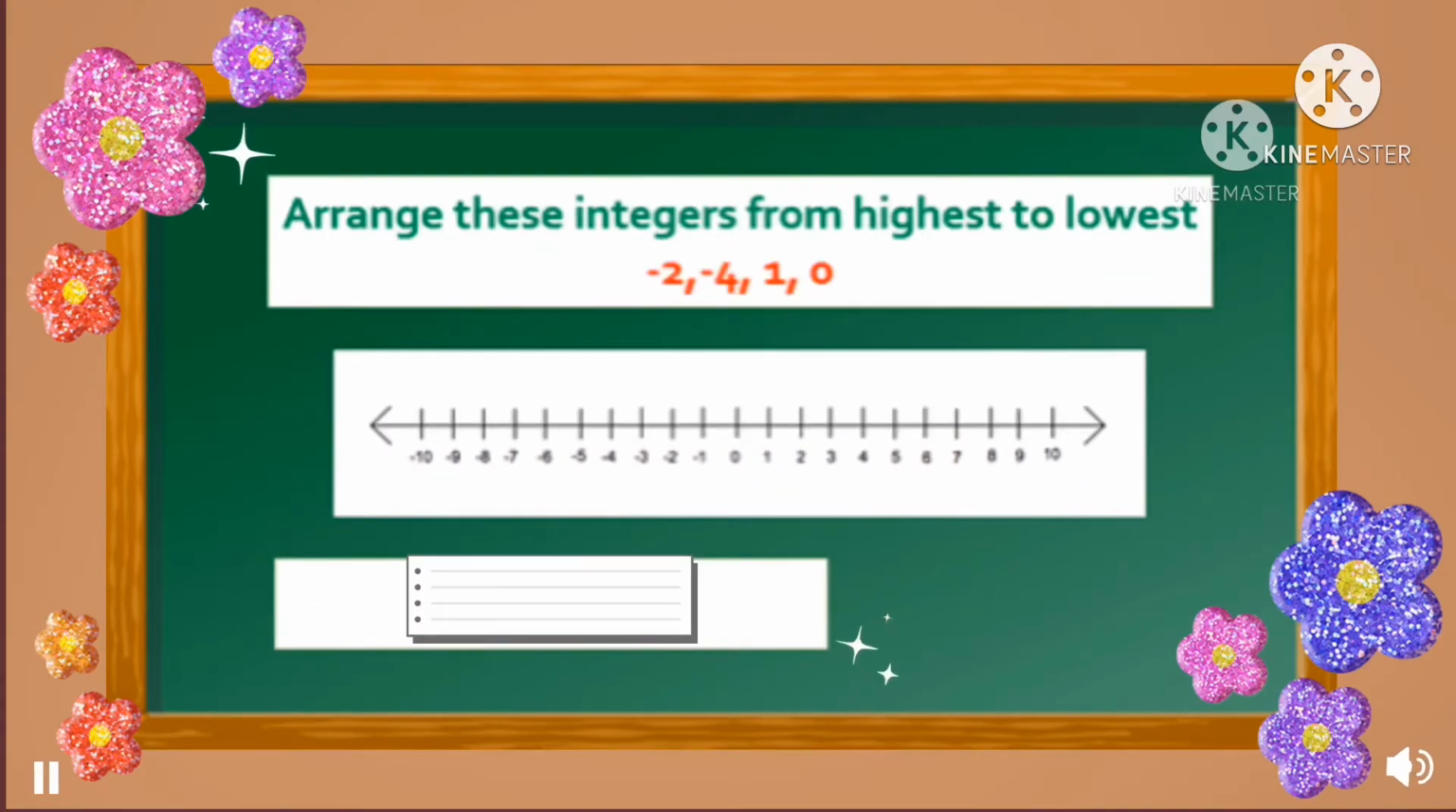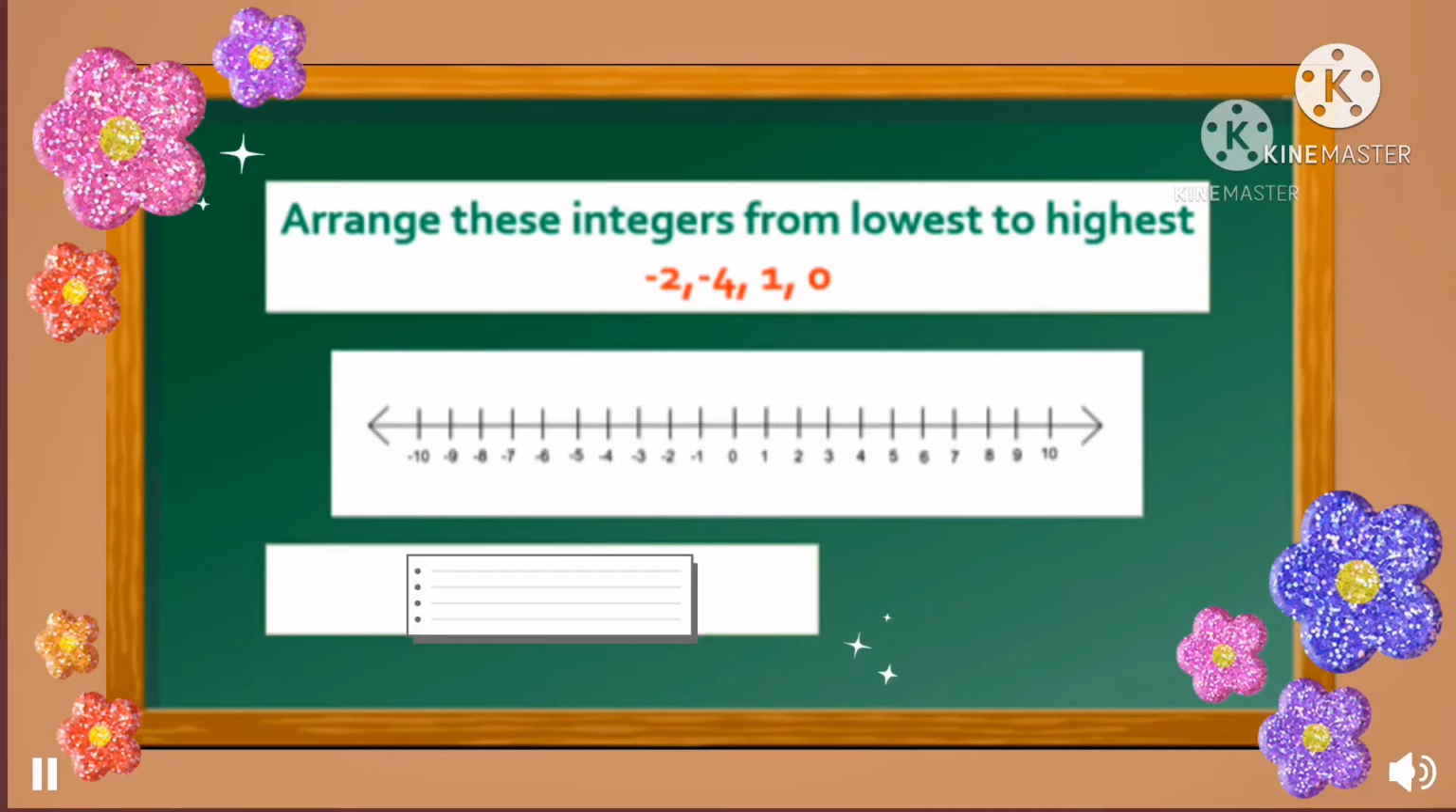Let us arrange these integers from highest to lowest. Negative 2, negative 4, 1, and 0. The answer is 1 is the highest, followed by 0, negative 2, and negative 4. So negative 4 is the lowest. How about lowest to highest? Negative 4 is the lowest, followed by negative 2, 0, and 1.